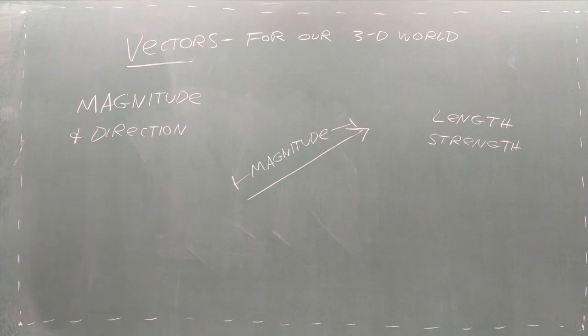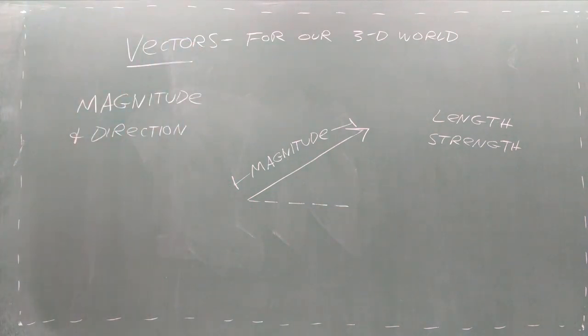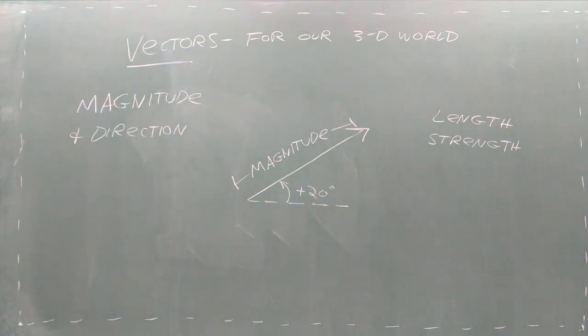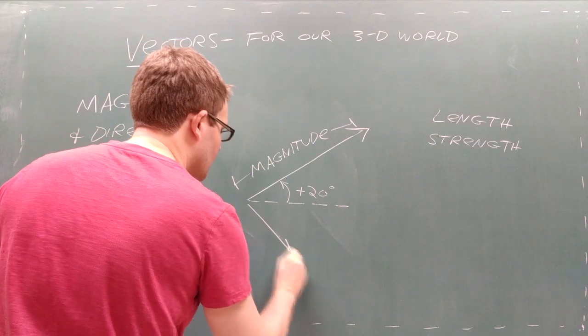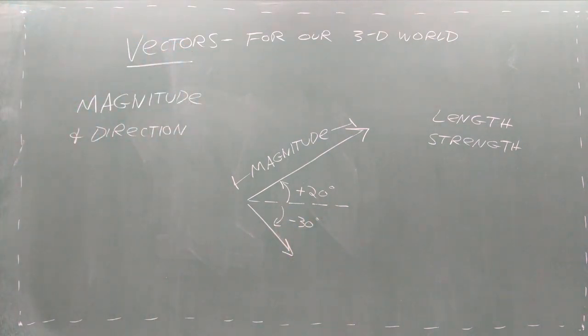A vector's direction tells you how the vector is oriented. It's customary in physics to give direction as an angle from the positive x-axis. This angle is measured in degrees, with a positive angle rotating counterclockwise and a negative angle rotating clockwise.